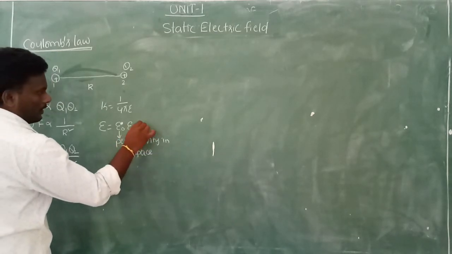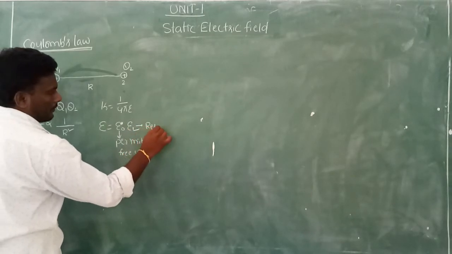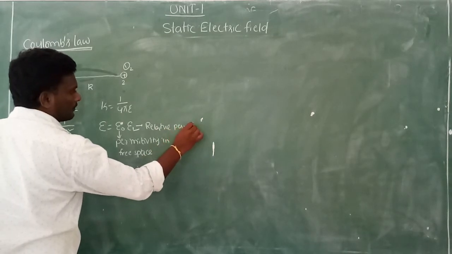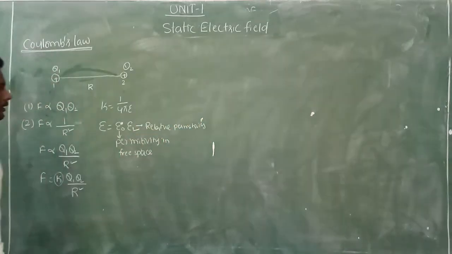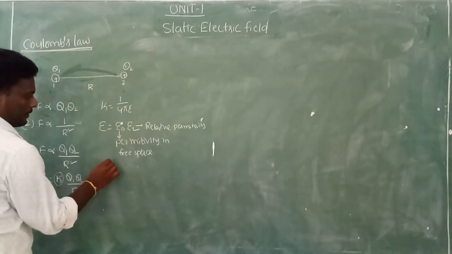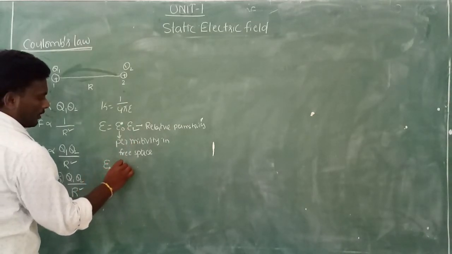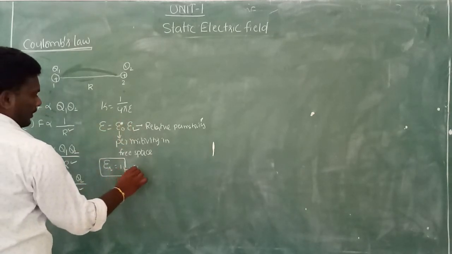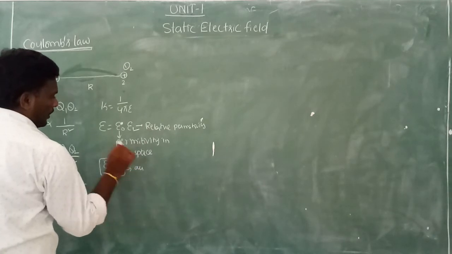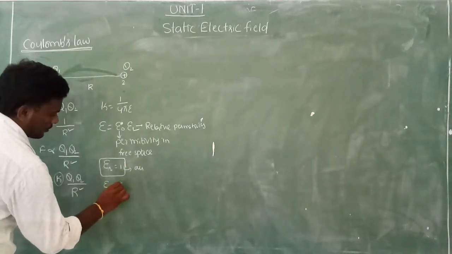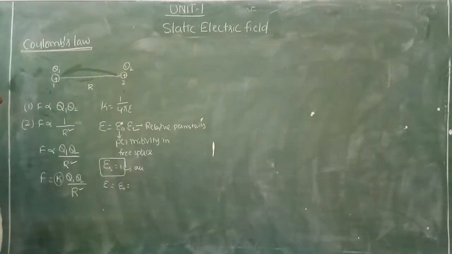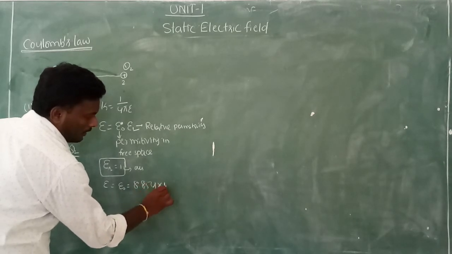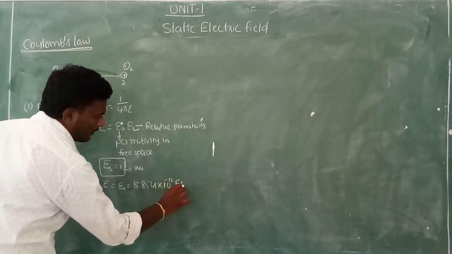Next, what is epsilon r here? It is the relative permittivity or dielectric constant. The relative permittivity of free space, of air, is equal to 1. That means if you substitute epsilon r equal to 1, the relative permittivity of air, then epsilon is equal to epsilon naught. What is the value of epsilon naught here? It is 8.854 into 10 to the power of minus 12 farad per meter.